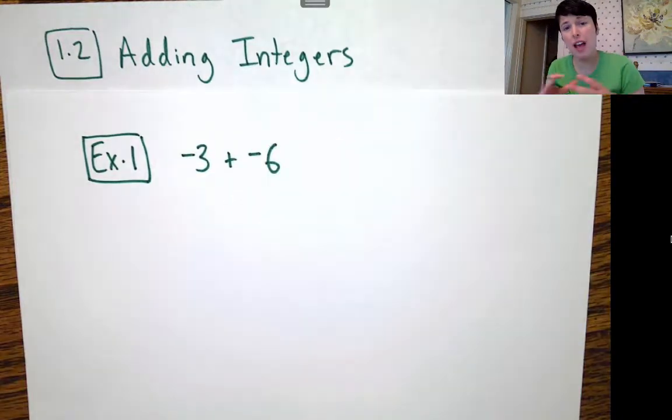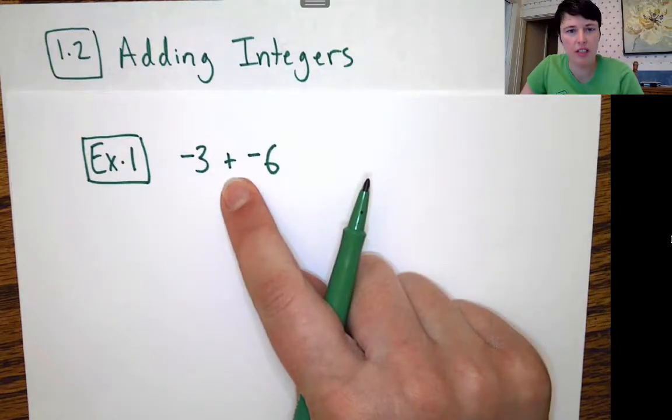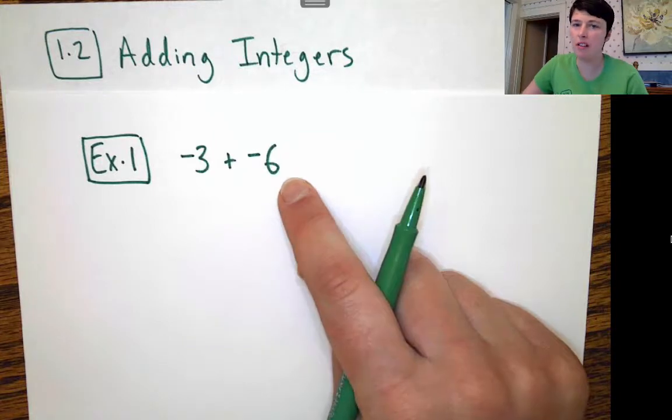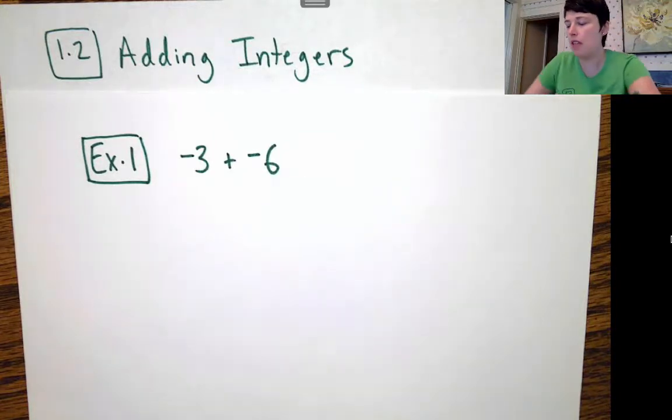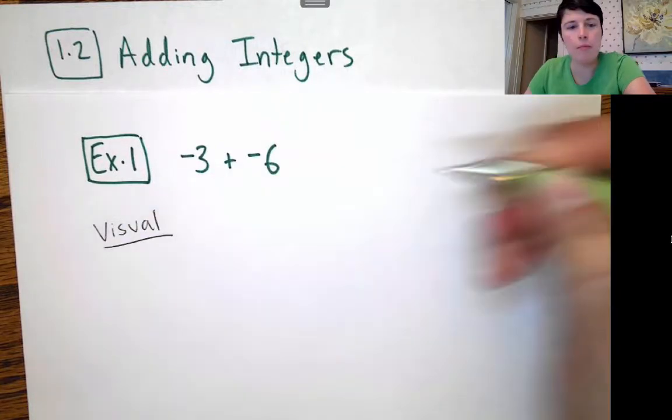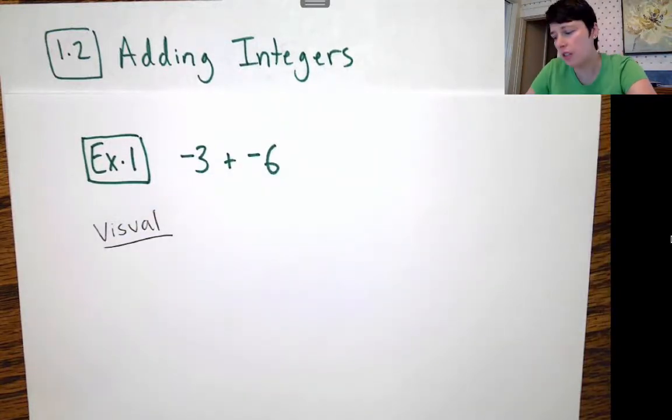Okay, so again it's an adding problem. You see we're plus, we've got an addition here. We're doing -3 plus -6. Well, let's think about it visually first. If we think about what that looks like, okay, here's our visual. We're imagining 3 negatives and 6 negatives.